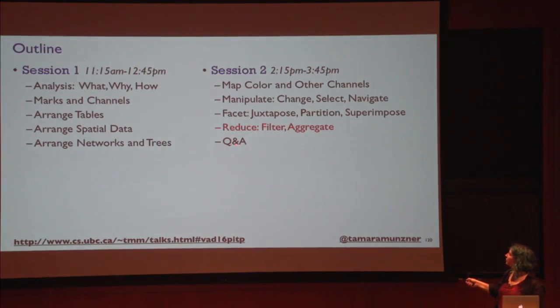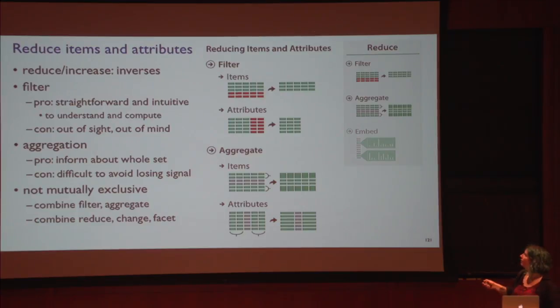So now let's talk about this idea of data reduction, of filtering and aggregating. So what do I mean by that? When we're reducing the number of items and attributes, well, for one thing, let me just point out that when I say reduce, I actually mean both inverses. I mean both reduce or increase. So typically in an interactive context, we're somehow controlling the data complexity, whether we're increasing or reducing. These are the inverse cases of each other.